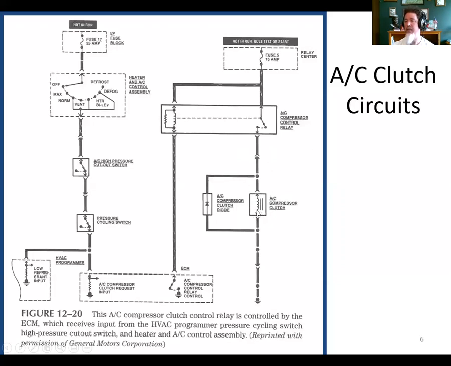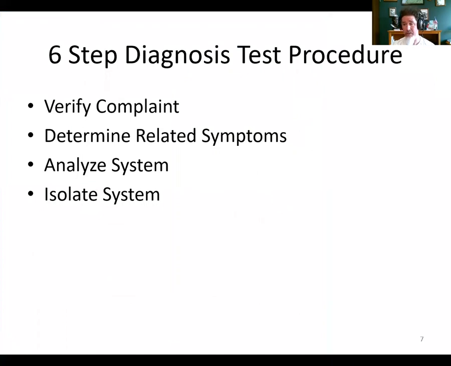And the key is that you have to be careful that the next step, once you analyze the system and start doing your testing, getting out your voltmeter, your jumper wire, a test light, an ohm meter, a scan tool, whatever test equipment you're using, is isolating the system down to exactly what the failure is.